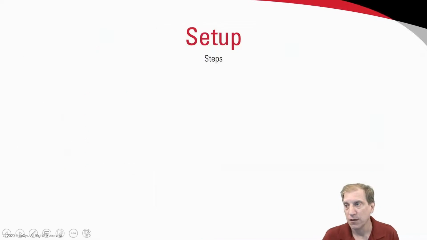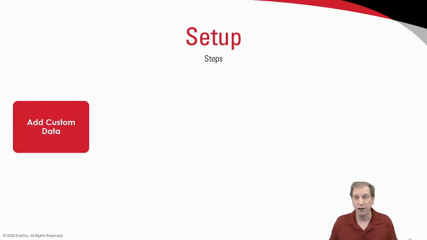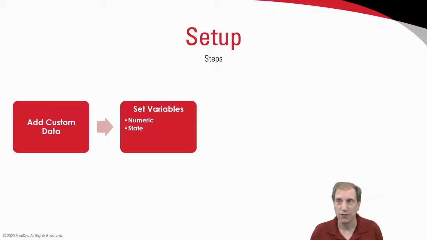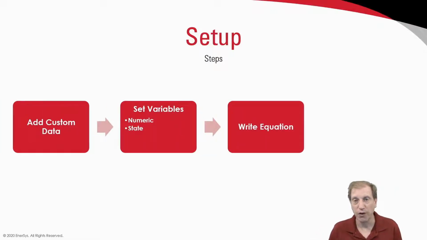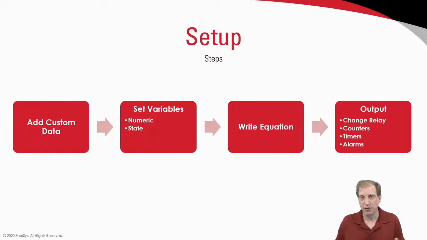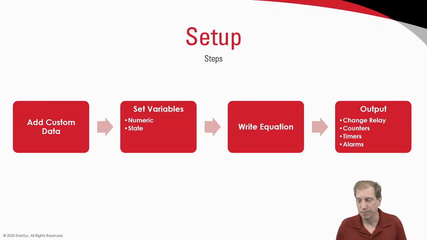The setup is like this. I think it helps to have an overview. The first thing we're going to do is go add custom data. It's a button we're going to click. Next, we're going to set our variables, and there are 2 kinds, numeric and state. Then we're going to write the equation based on those variables using operators. And then the last thing is, what do you want to do with that? Now you've got this equation, it's doing what you want it to do, it's working. What is the output going to be? Probably most of the time you're going to control a dry contact relay, but you could control other things: counters, timers, alarms, and more. So again, add the custom data, set your variables, write the equation, and then output.